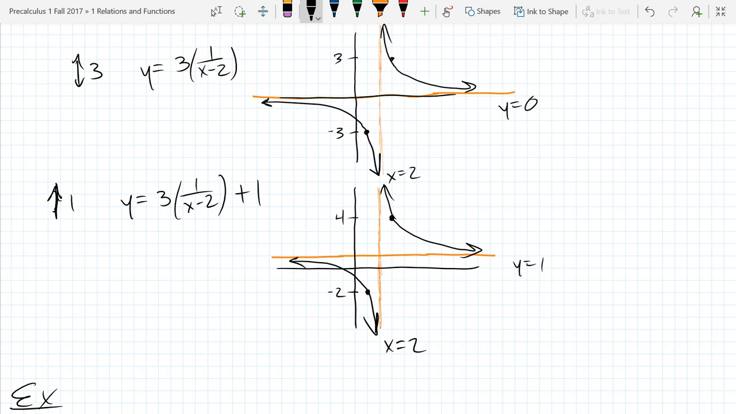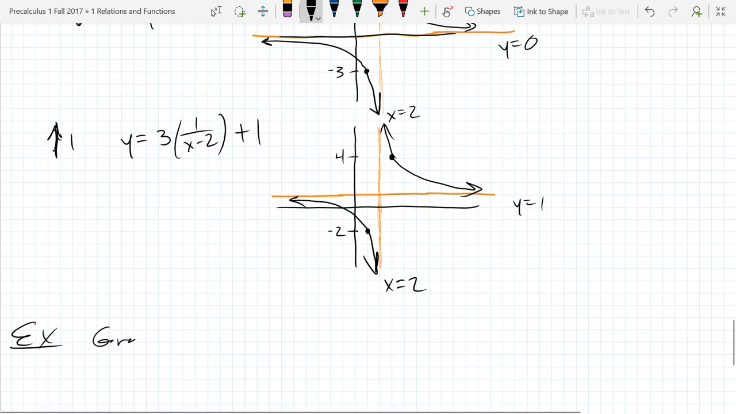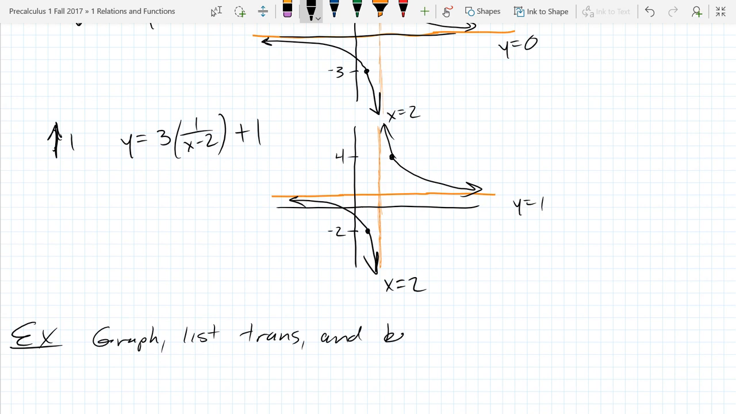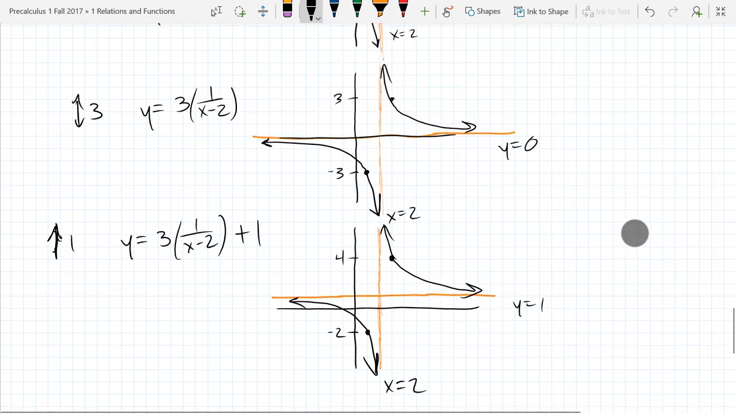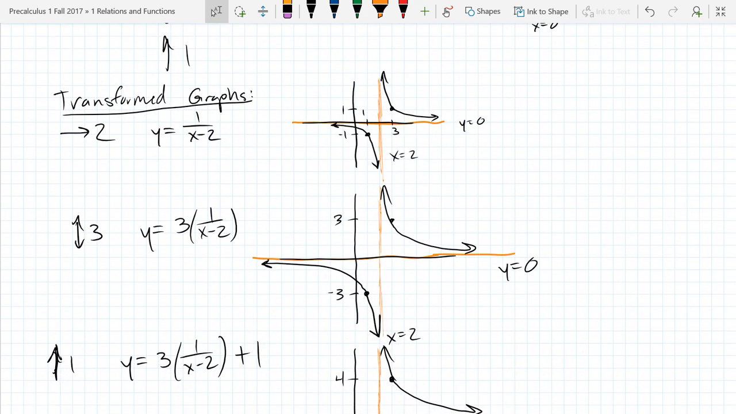Any questions on what we did here? So I want to ask you your transformation question, whether it's on your quiz this week or your midterm next week, or maybe both. You're going to tell me the transformations in order and the base function. You're going to graph the base function and then graph the transformations. So it's pretty much exactly what we just did on the last example right there. So you're going to tell me base function, transformations, and then how they change the graph.